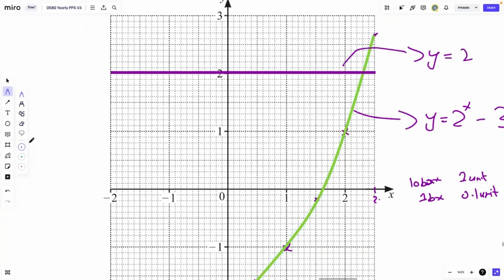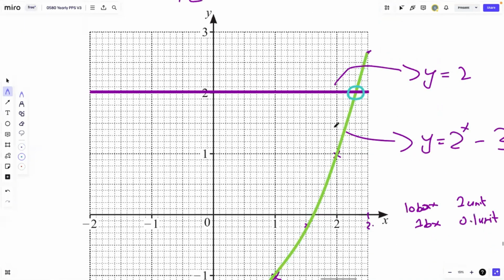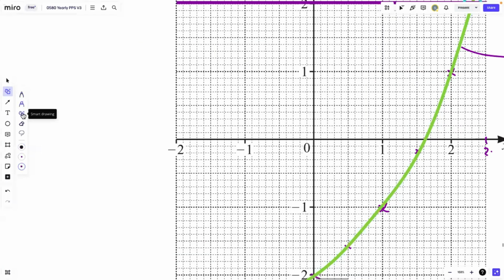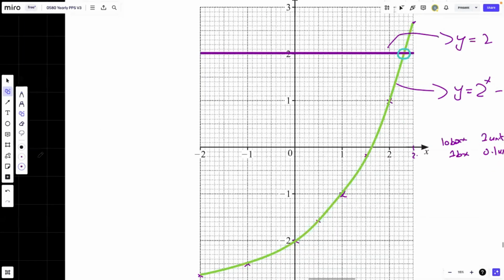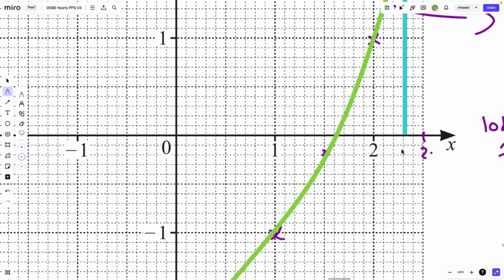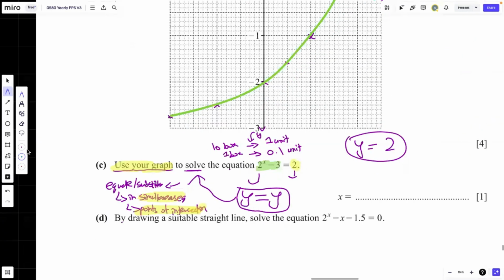Now, the point of intersection is this point where they're actually intersecting. We need the x coordinate for this where they're intersecting. So let's just get that. So that's approximately around 2.3. Yeah, so the answer is 2.3 for the x.